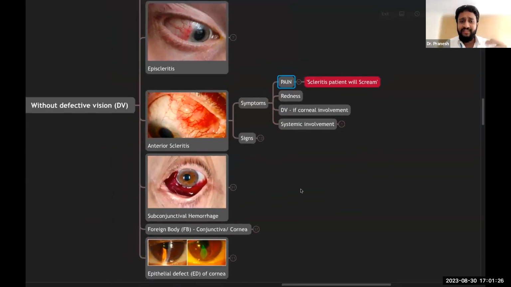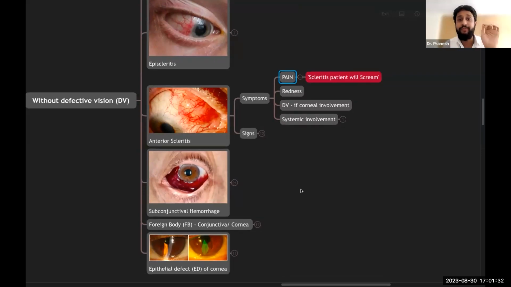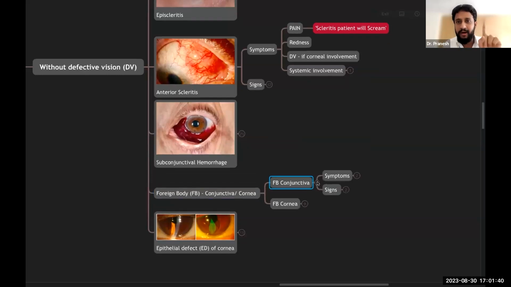But for the other diseases which have acute red eye without defective vision, you can treat if you feel it. Okay. For example, a foreign body of the conjunctiva or cornea, you can remove it, you can remove the foreign body in your vision center. I just want to give one pearl.